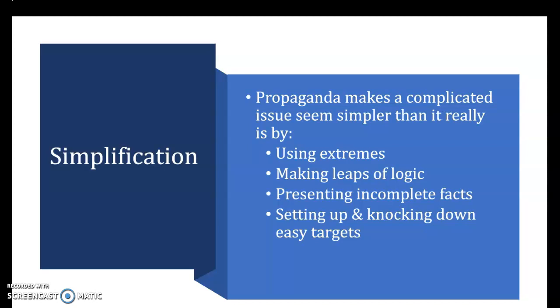So they'll present some information but without the context of other information. And then setting up and knocking down easy targets, sort of straw man. So we can say, well, obviously we shouldn't do this, and sort of set up a target that's very, very easy to prove to be ridiculous.